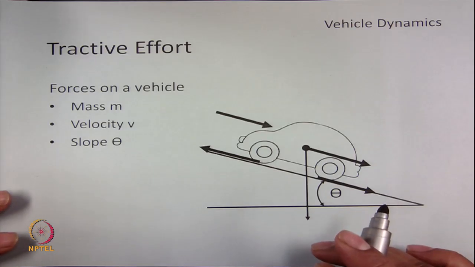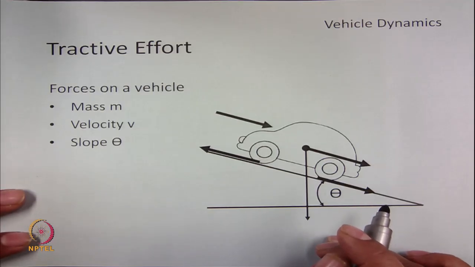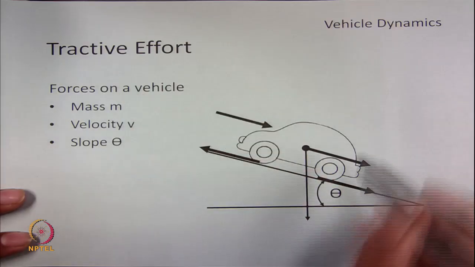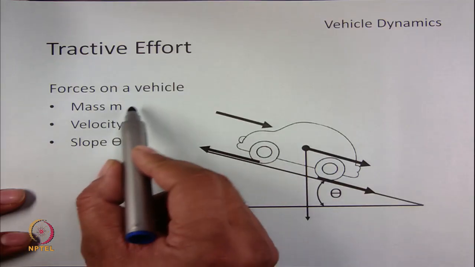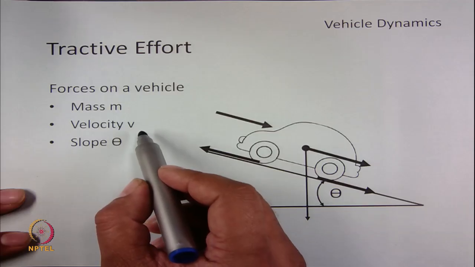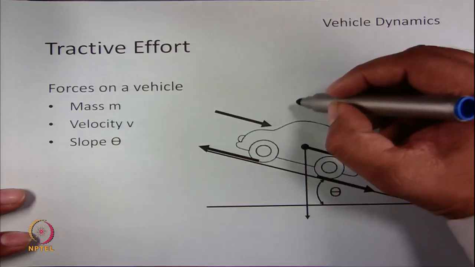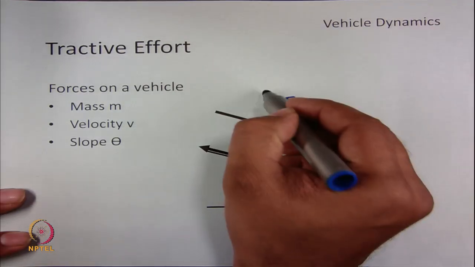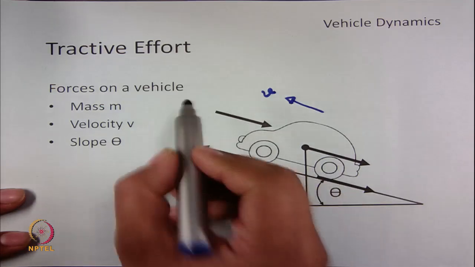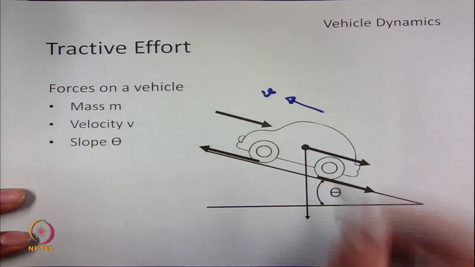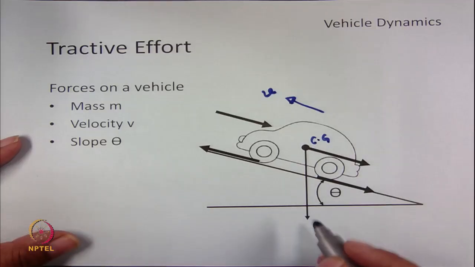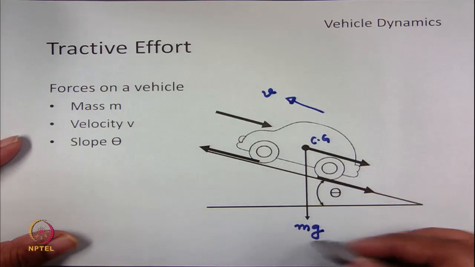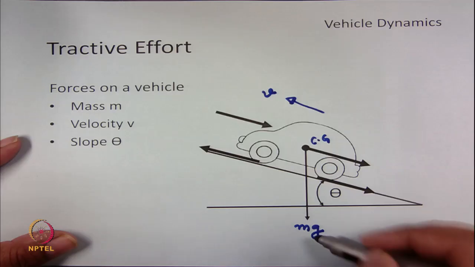So, let us try to understand these forces by means of a diagram. Let us consider a vehicle moving on a slope which is at angle theta. The mass of the vehicle is m and the velocity is v, and the vehicle is moving up the slope. If we take this as the center of gravity, then the force due to the weight of the vehicle is mg, which is acting downwards.